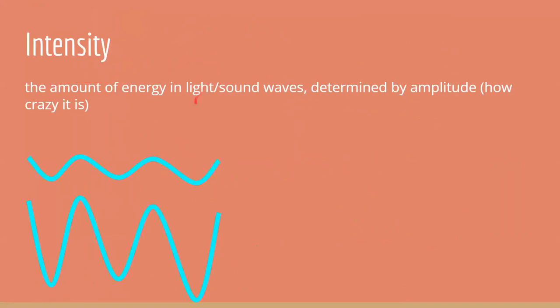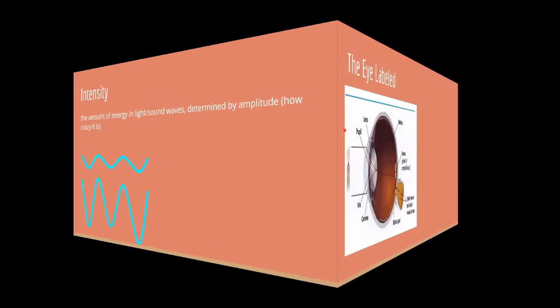Intensity, well, this goes for both light and sound. This is determined by amplitude, so how crazy it is. That's what I like to say. So you see this one, oh, kind of small. That's going to be something that's not very bright or a sound that is not loud. But then, whoa! This one down here, you're either going to go blind or deaf pretty much. So that's what intensity or amplitude is.